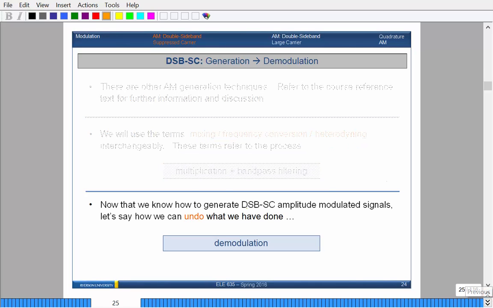Now that we know how to generate double sideband suppressed carrier signals, we want to be able to receive the signal on the receiver end to see what message was actually being transmitted. This is what is known as demodulation. The process of modulation is to take your signal and multiply it by some carrier, whether with a switching modulator or a nonlinear device, to make your signal compatible for transmission over the channel. Now that it's transmitted over the channel, you want to receive that signal using the receiver to recover the original message signal. That process is demodulation. Modulation performs the transformation, and demodulation undoes it.